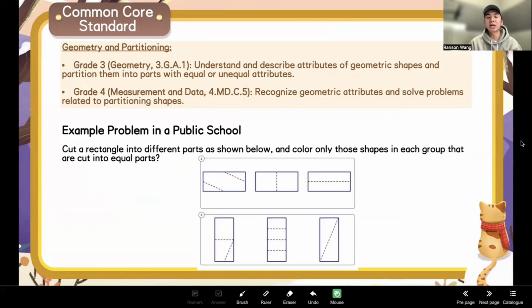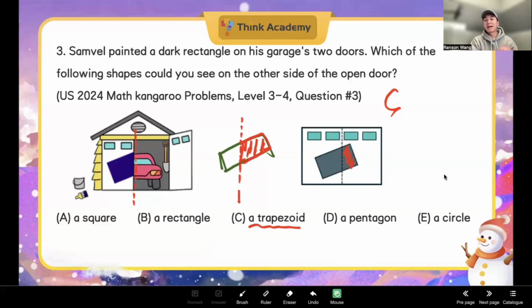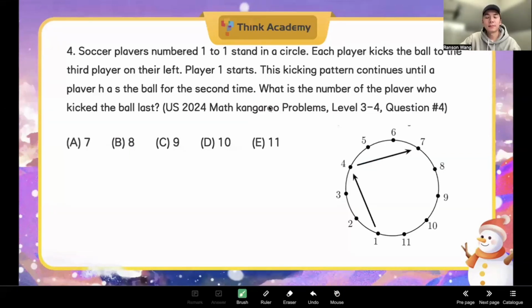In the Common Core standard, you would just be asked to use a regular rectangle and cut it into some regular shapes. But for this one, first of all, we rotate the rectangle a little bit. At the same time, we cover a part and require our students to use spatial thinking and imagination to recover the other part.